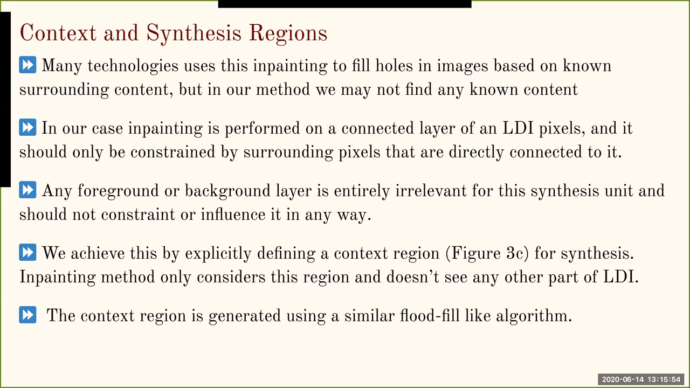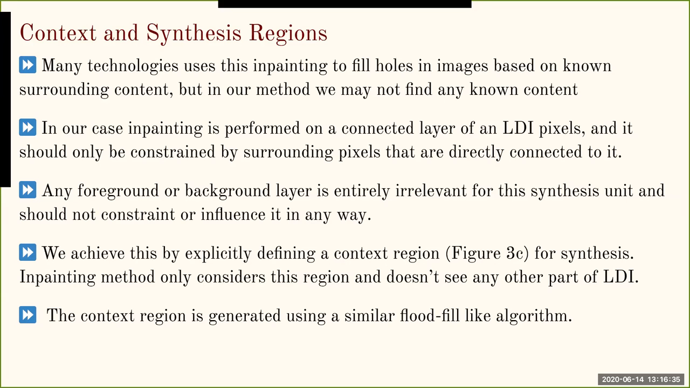As I said, the previous methods which use Markov belief networks and all those things are using an approximation that the surrounding regions will have known content. But in our case, it may also happen that we don't have known content. So we should only be constrained by surrounding pixels that are directly connected to it. Any foreground or background layer is entirely irrelevant for the synthesis unit and should not constrain or influence it in any way.